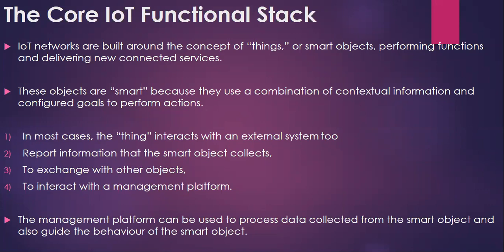Okay, so this is exactly the job of the IoT network. These objects are smart because they use a combination of contextual information and configured codes to perform the action. Here, each and everything is predefined. If you are receiving a certain set of data, what the reaction will be is also already defined. According to that, they will be performing the action.